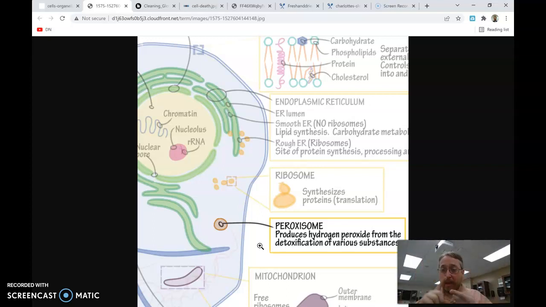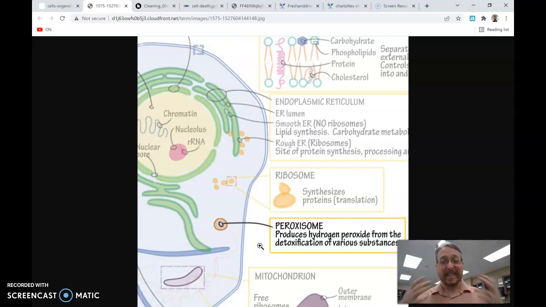It helps break down fats. It helps break down toxins. These are good. Fats can be a source of energy, so breaking those down so they can be recycled and get energy out of them, that's great. And then toxins that would kill the cell, like alcohol or other problems, want to get rid of them so they don't cause problems. That's great. But they produce hydrogen peroxide as a waste product of that detoxification.